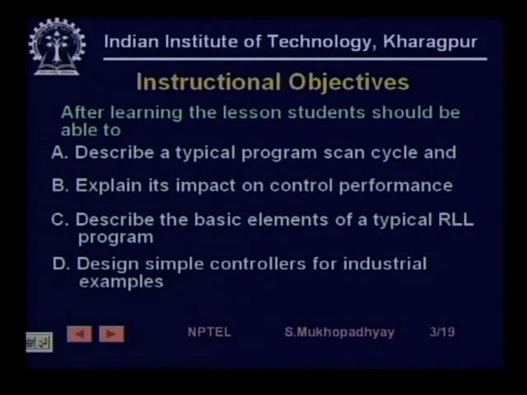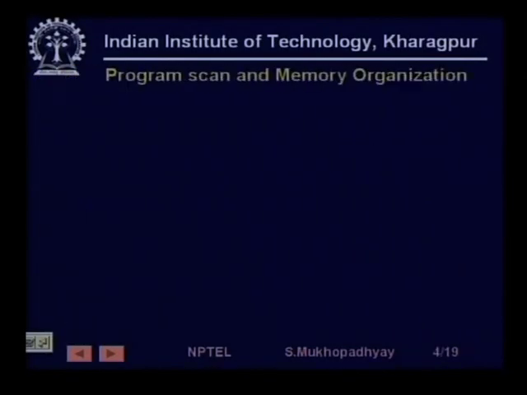That is, if we are given an RLL program, then we have to know what it means and how the inputs and outputs will change with time. So, we will do that. So, that is the agenda today. Having said that, we continue on the same note from the last lesson.